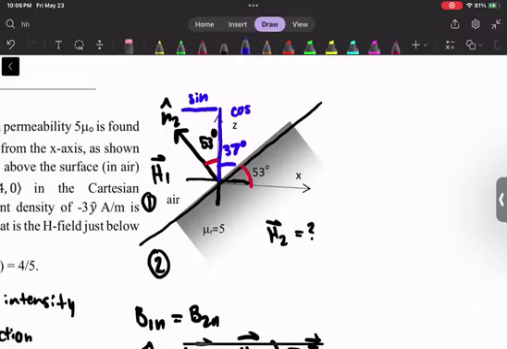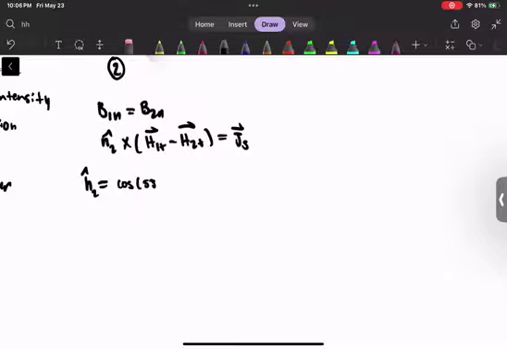Now we write n hat 2 equals cosine 53 in the z direction minus sine 53 in the x direction. If we put this in vector notation, this equals negative 0.8, 0, 0.6. Remember, this is in Cartesian coordinates.